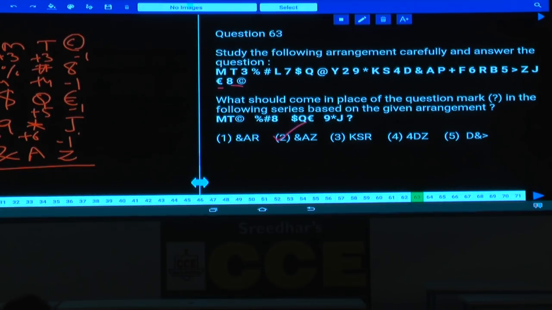Whether in the letter series or in the sequence series is given, always write one below the other, compare the first element, second letters and third elements, okay, you will definitely get the answer. Done with this? Now this is about question number 63.